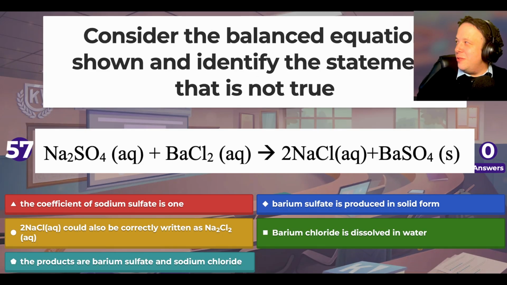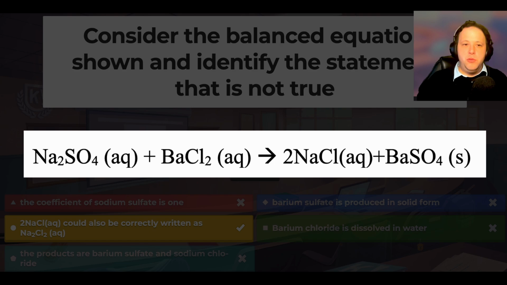Consider the balanced equation shown and identify the statement that is not true. Now, this one was a little quick, so I apologize for that. I should give you guys an extra minute with these. So let's just go through it together. The first one said the coefficient of sodium sulfate is 1. With this one, what makes it hard is if you're still not the most literate when it comes to chemical naming.